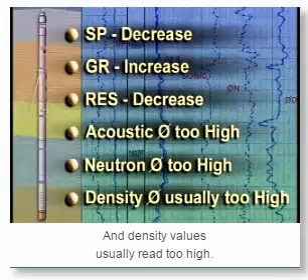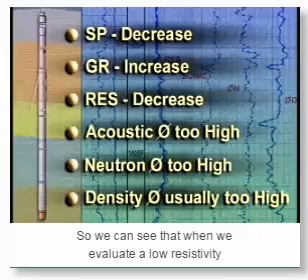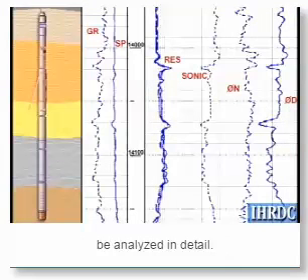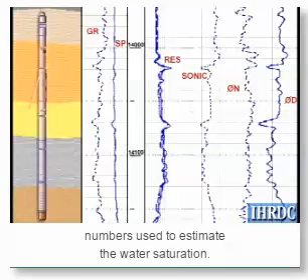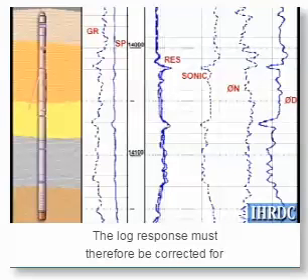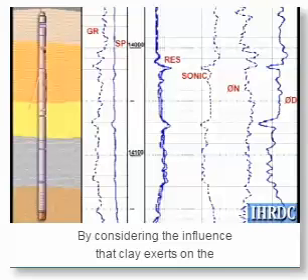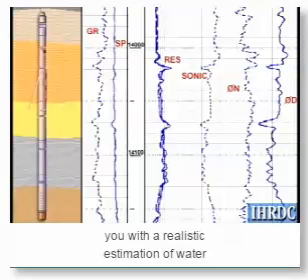So we can see that when we evaluate a low resistivity pay zone, it is not just the resistivity log which must be analyzed in detail. Most logs exhibit a response to clays that will skew the numbers used to estimate the water saturation. The log response must therefore be corrected for the volume of shale. By considering the influence that clay exerts on the entire suite of logs, your log analysis will provide you with a realistic estimation of water saturation.